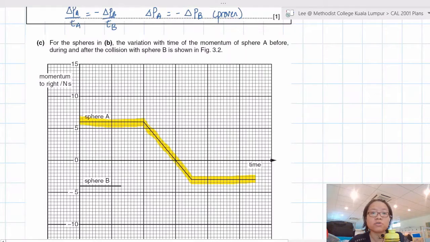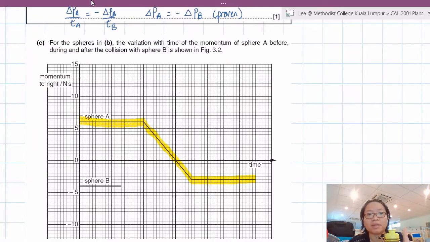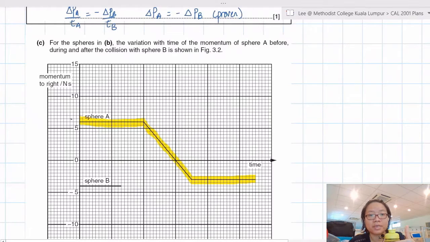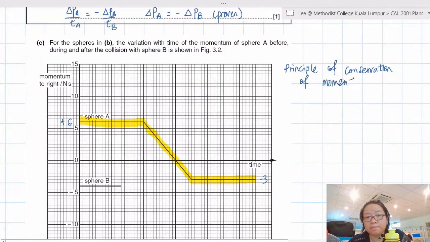Okay, so in here you will see that your sphere A has a decrease in momentum. It has gone from 6 meters per second, 6 towards the right, I presume, positive 6, to negative 3, which is to the left. The signs are all for direction. So now we are going to need to draw for sphere B, and before that I will need to talk to you about the principle of conservation of momentum.